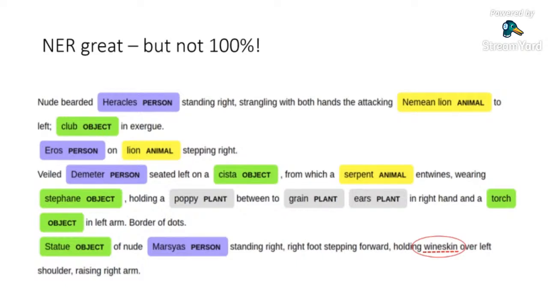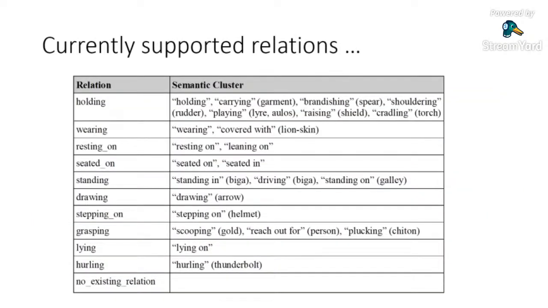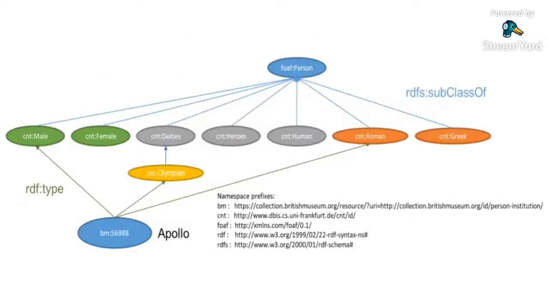As you see here, this entity recognition works quite well, but it's also not working 100% well. So this wine skin, for example, is something a human would also try to identify as an object. However, we are getting quite well with what we're seeing here. This is a list of relations we are supporting. And you see here that holding, for example, is including various other semantic relations like playing and shouldering and so on. So it's a sum up of various semantic things. We also have a hierarchy in the different areas, like for persons and also for objects and animals.